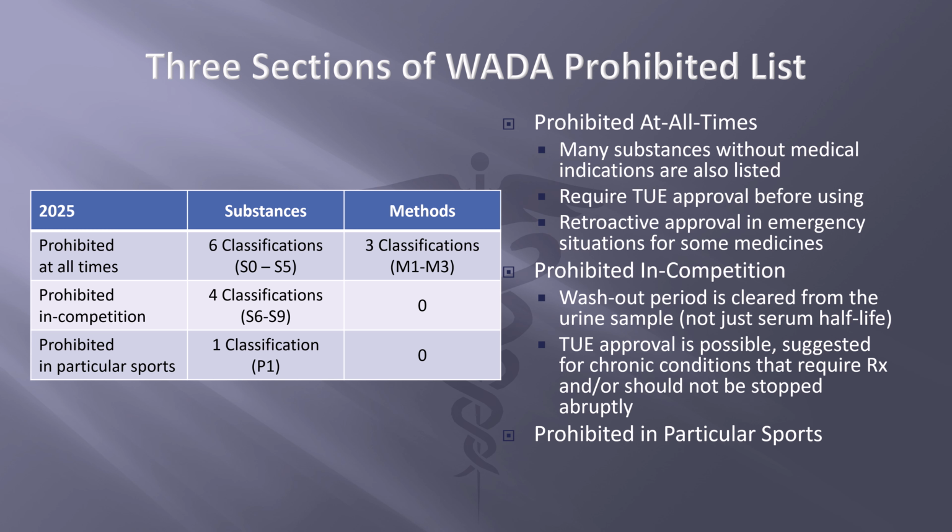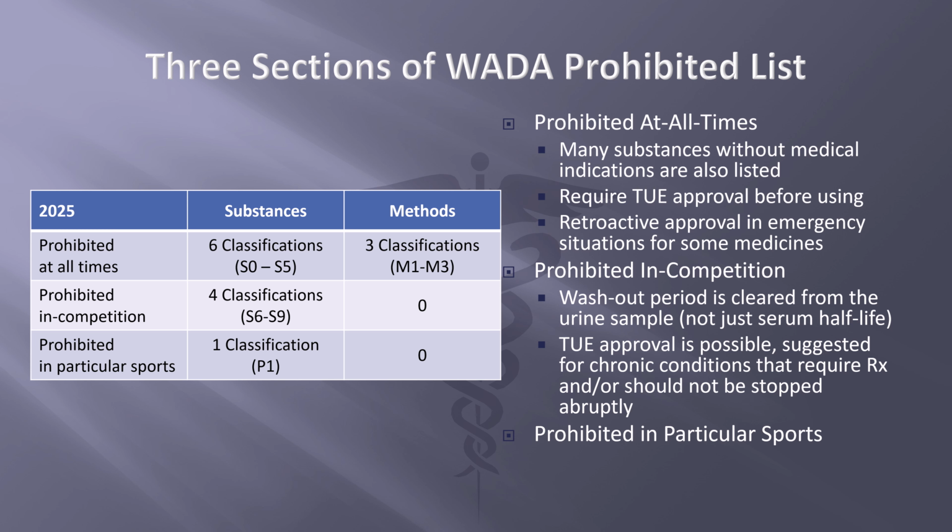For substances that are prohibited in competition only, we want to be aware of washout periods, and that means washed out from the urine sample. So it may be below a certain urinary threshold or be required to wash out completely. So we're not just considering the serum half-life of a drug, but how long it takes to clear from an athlete's urine sample.